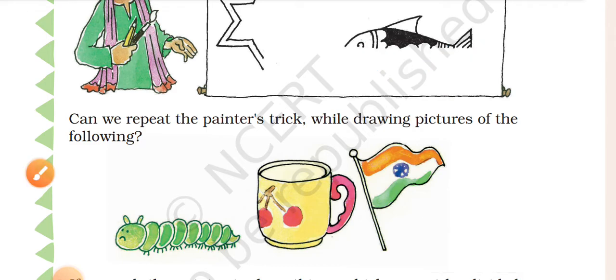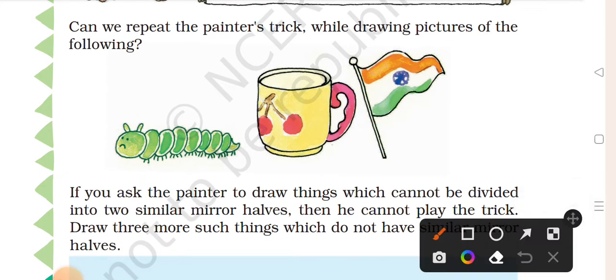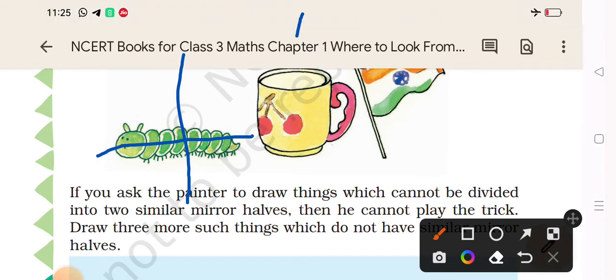Can we repeat the painter's trick while drawing pictures of the following? No, we can't, because we draw a caterpillar like this. Up, it does not have legs, but down it has legs. Up is the mouth, and the back of the caterpillar is not the mouth. Same for the cup. We do the middle of the cup.